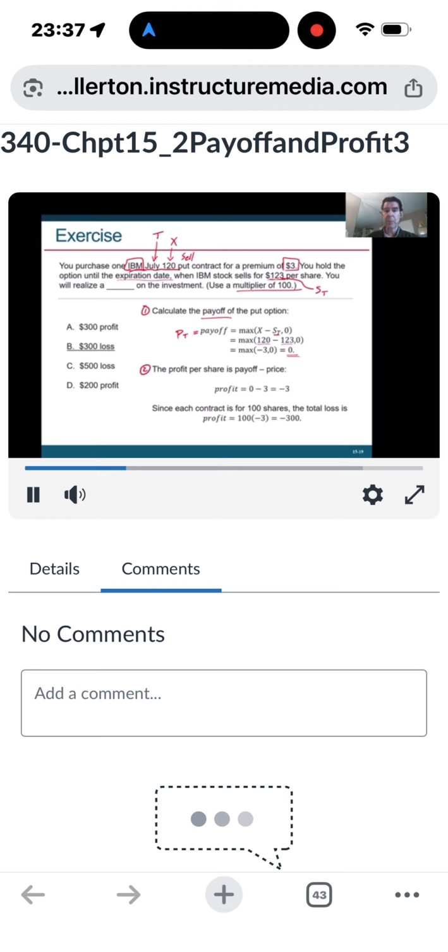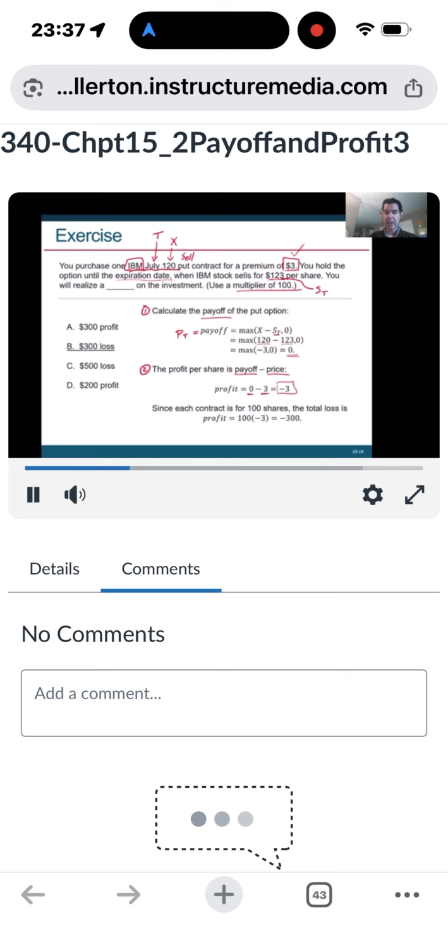Number 2, I'm going to bring the price into play. So the profit per share is what? Payoff minus price. Very simple. My payoff was 0. The price is right up here. That's $3 per share, so I'm losing $3 per share. That was step number 2.